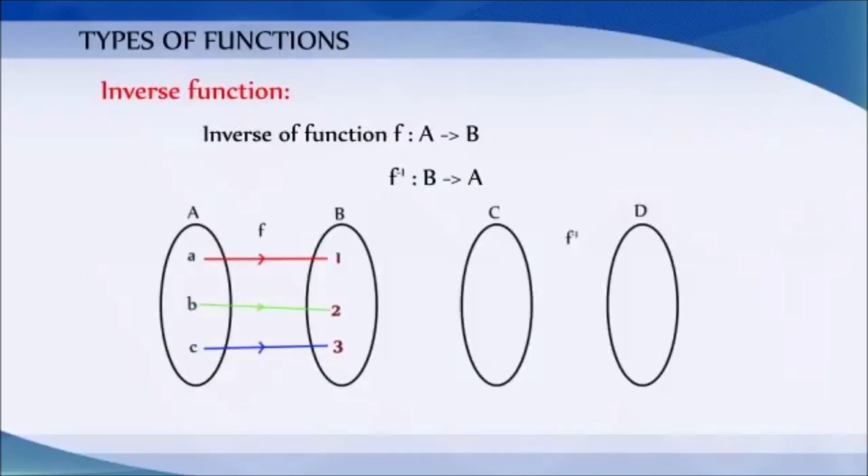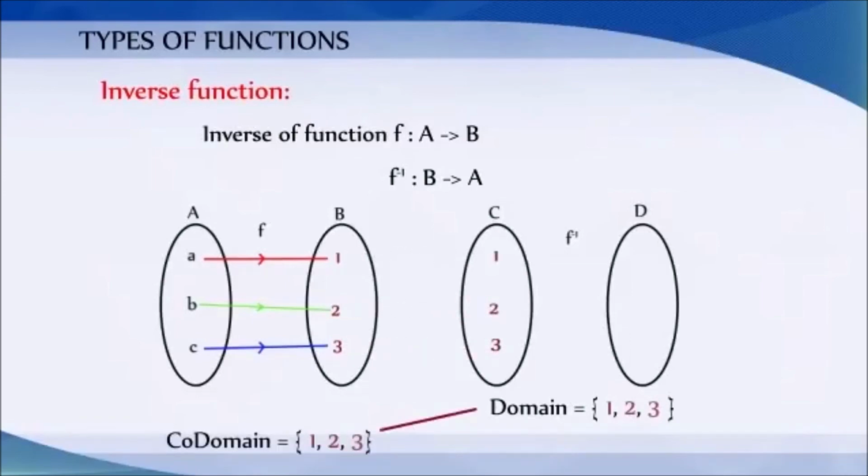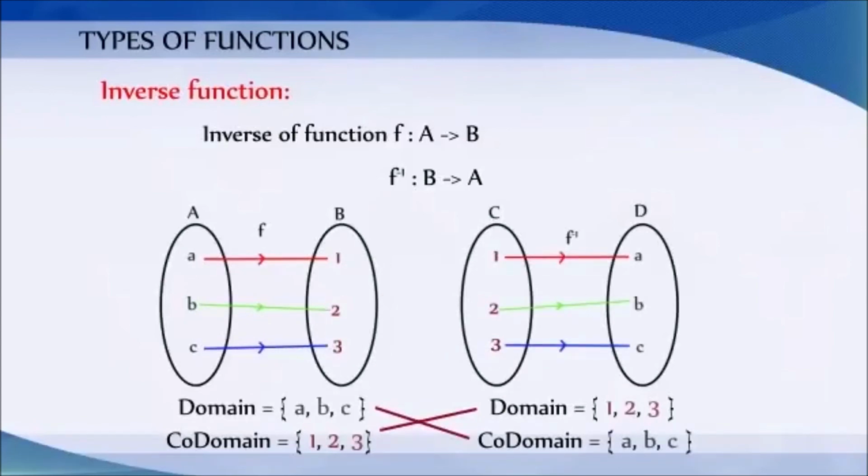Inverse function. The inverse function for the given function f from A to B is f inverse from B to A. That is, the domain of the function f inverse is the codomain of the function f, and the codomain of the function f inverse is the domain of the function f.